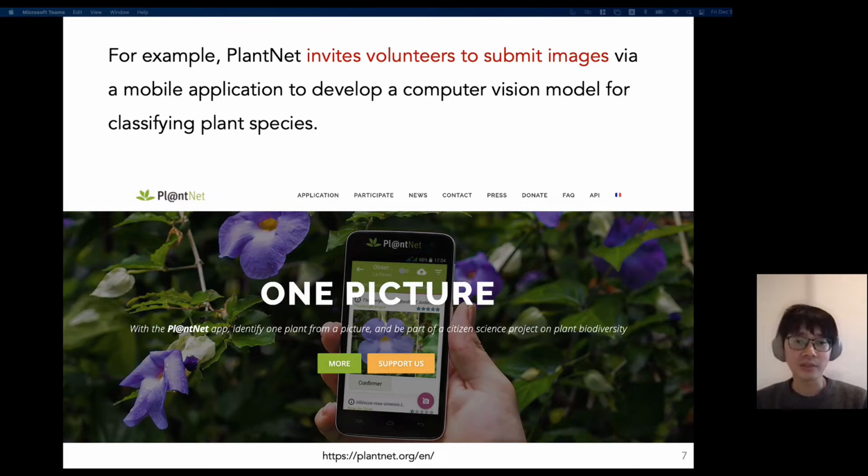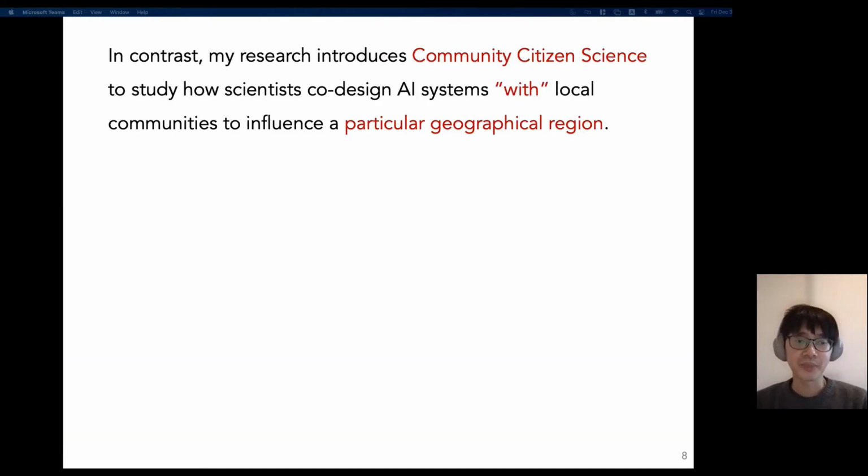And as you can see, this problem is defined by the scientists who are interested in studying biodiversity. But in my research, it's different. I'm investigating how scientists co-design AI systems with local communities to influence a particular geographic region. So I'm inspecting problems that are really locally oriented, like air pollution. They can be different problems, with different power relationships between people in different local contexts.